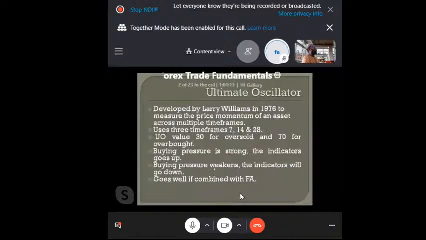Ultimate oscillator. So I think we leave this one. When we come back, we continue from the next two, the ultimate oscillator. Let's have a 10-minute break. Then when we come back, we continue, inshallah.